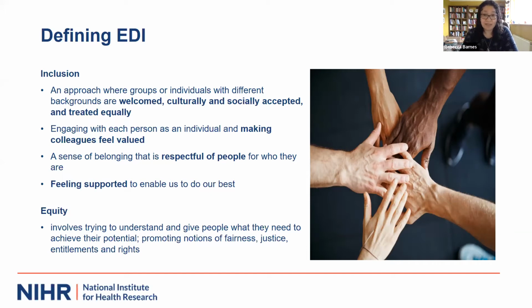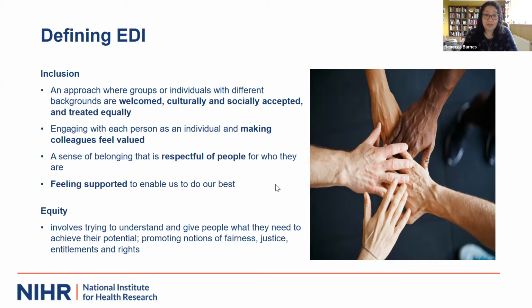So often we hear about these three terms together, equality, diversity and inclusion, as the acronym EDI. But there's also a fourth key concept, equity. Equity involves trying to understand and give people what they need to achieve their potential. It's about promoting notions of fairness, justice, entitlement and rights. Equity highlights that to enable everyone to reach their full potential, we need to treat people according to their needs and circumstances, rather than this incorrect notion that equality is about treating everyone the same.